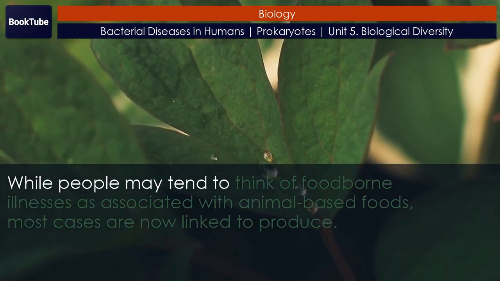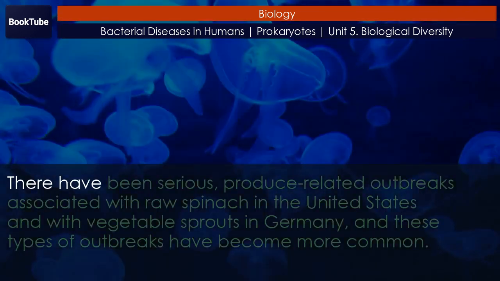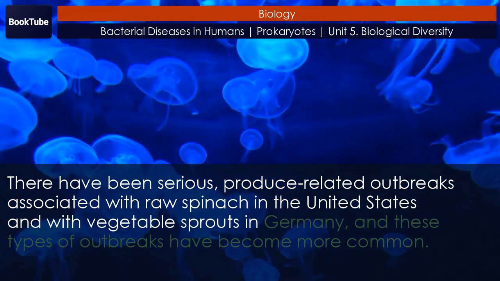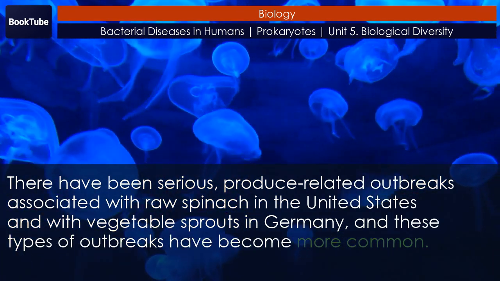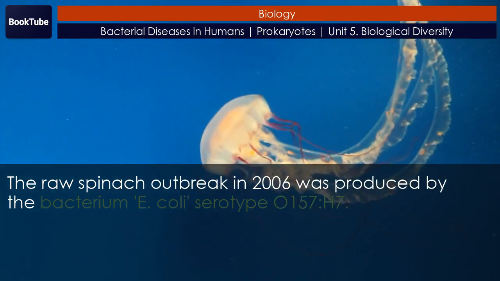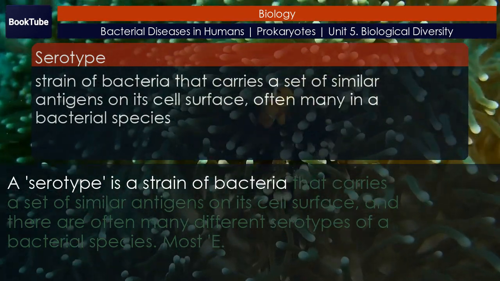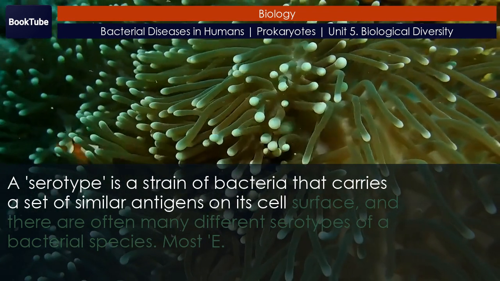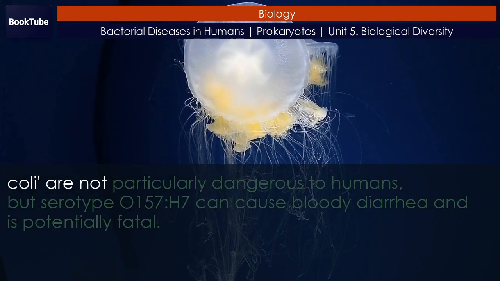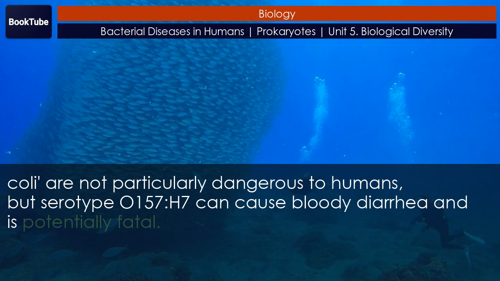While people may tend to think of foodborne illnesses as associated with animal-based foods, most cases are now linked to produce. There have been serious produce-related outbreaks associated with raw spinach in the United States and with vegetable sprouts in Germany, and these types of outbreaks have become more common. The raw spinach outbreak in 2006 was produced by the bacterium E. coli, serotype O157:H7. A serotype is a strain of bacteria that carries a set of similar antigens on its cell surface, and there are often many different serotypes of a bacterial species. Most E. coli are not particularly dangerous to humans, but serotype O157:H7 can cause bloody diarrhea and is potentially fatal.